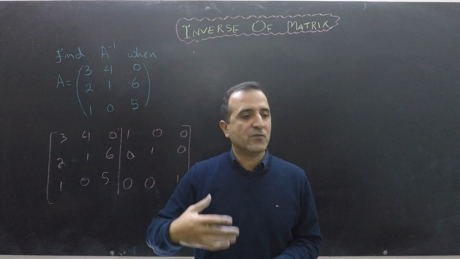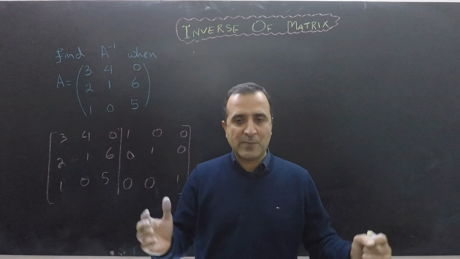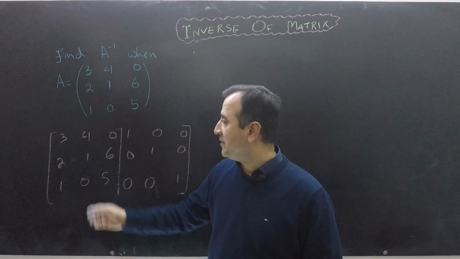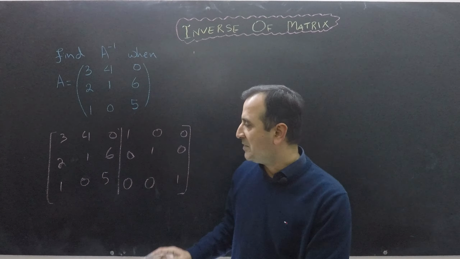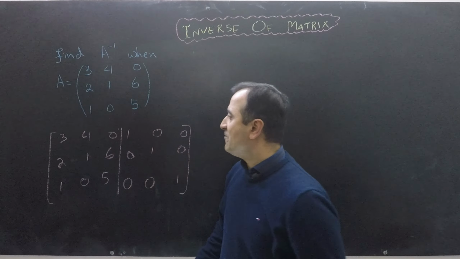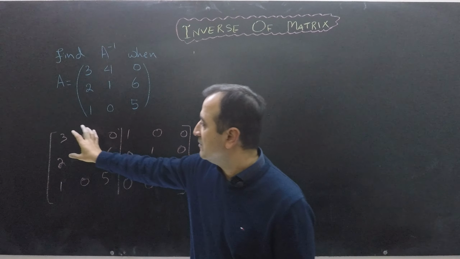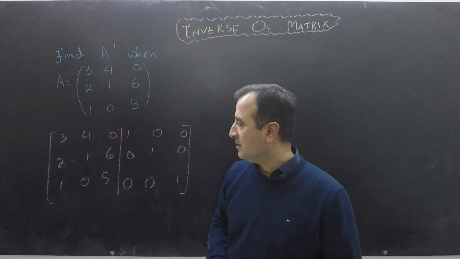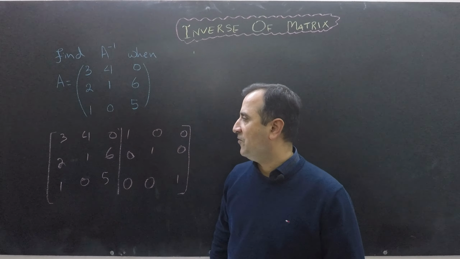Now, why this method works is because we are basically making a matrix of all of those operations, which when applied on matrix A, the result will be the identity matrix. So we are recording all those operations here, which when we apply on this matrix, then the result will be the identity matrix. And on this side, we are basically converting this matrix into the identity matrix. So now let's try to do those operations one by one.